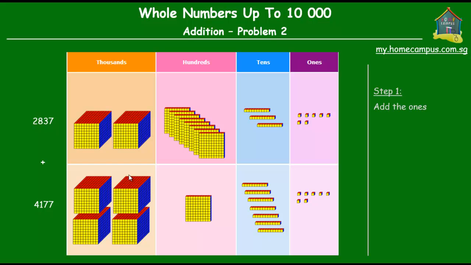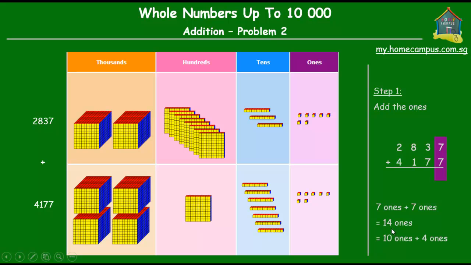Okay, so the first step is add the ones. We have 7 ones from the first number and 7 ones from the second number. Okay, and I'm doing the working over here on the right. So 7 ones plus 7 ones is equal to 14 ones. Now we can't put two digits in the ones place. We can only put a single digit. So what we'll need to do is regroup the ones.